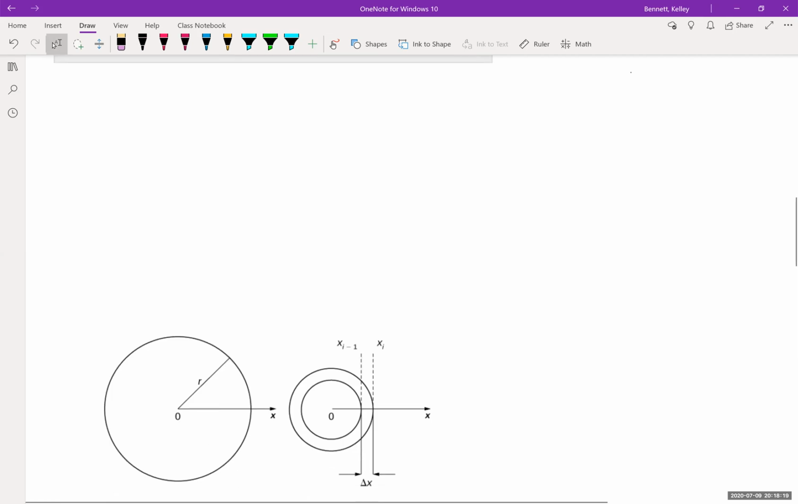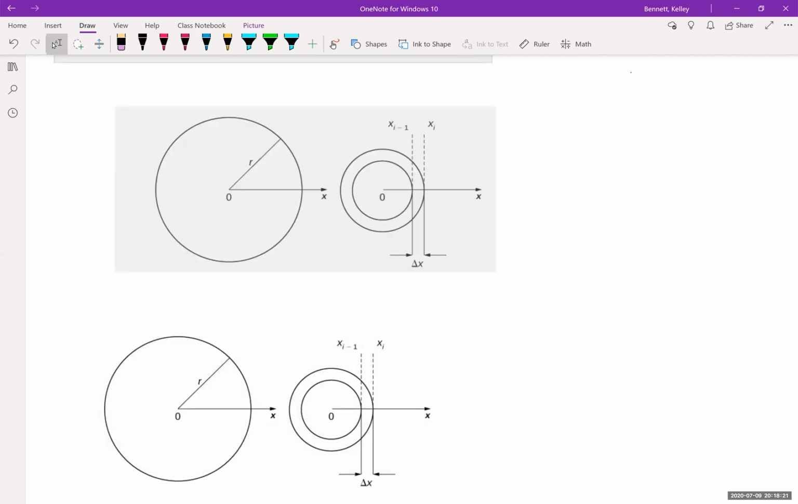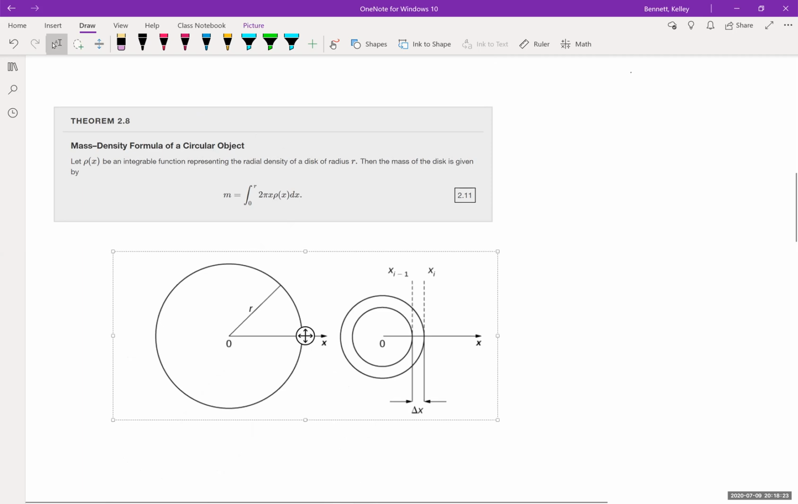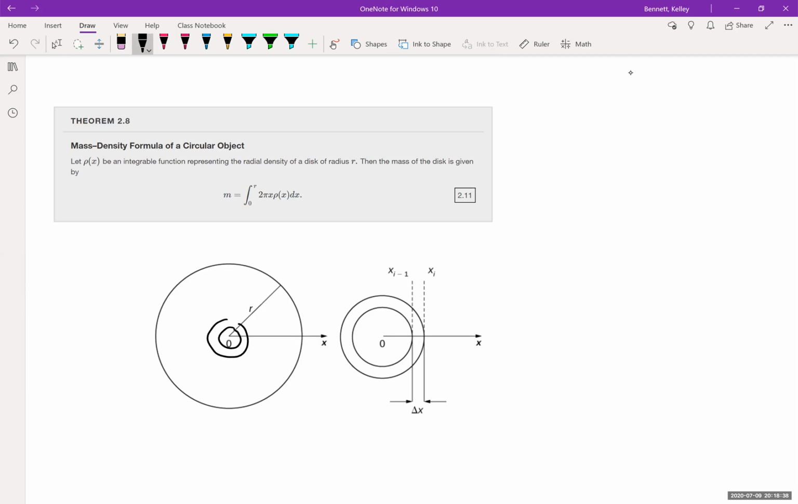So again, scooching all this stuff up. So now you have essentially a plate, a perfectly flat, infinitely thin plate, and the density is given radially. So maybe the density on this circle is 1, and the density on this circle is 2, and the density on this circle is 3, and the density on this circle is 4. So you have a radial density that just depends on how far out from the center you are.